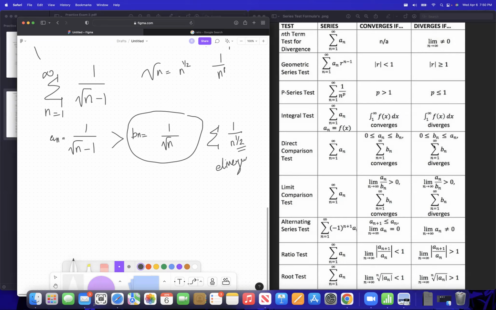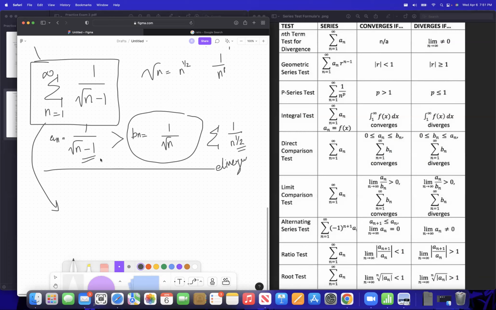And the direct comparison test says that if your A of n is greater than your B of n, and your B of n diverges, then your A of n will also diverge. So this is basically a divergent series, just because of the comparison test. We took the A of n, and we stripped the constants down to get to the B of n, right?